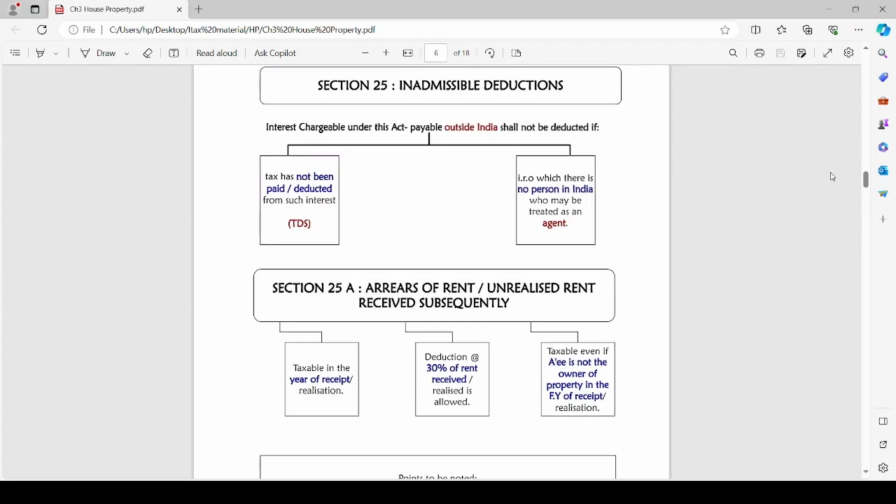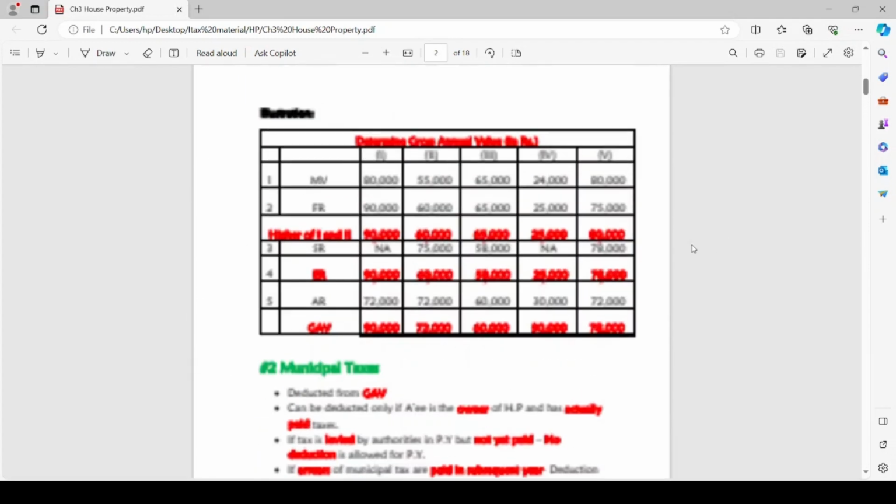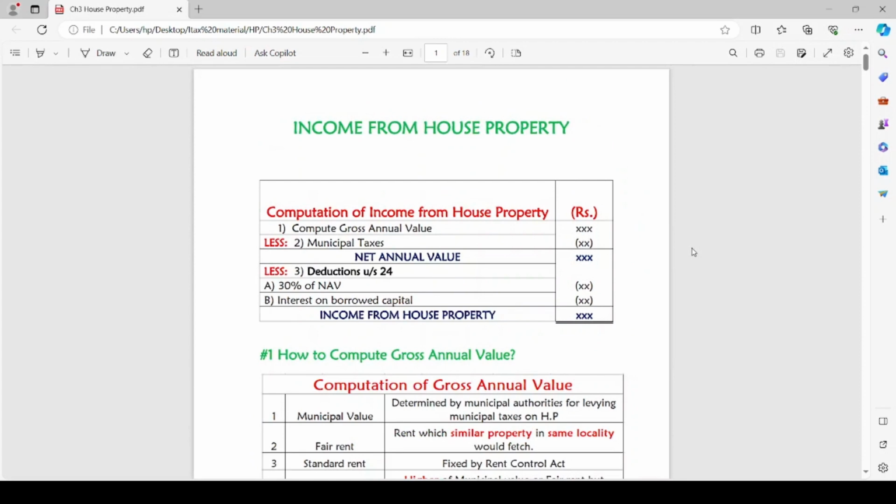Let us now discuss the next section, section 25. After computation of GAV, we will deduct municipal taxes and arrive at net annual value. We will provide for deductions under section 24A and 24B. We will arrive at a figure, income from house property.